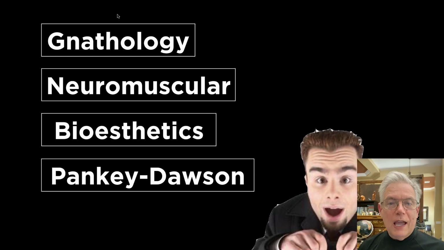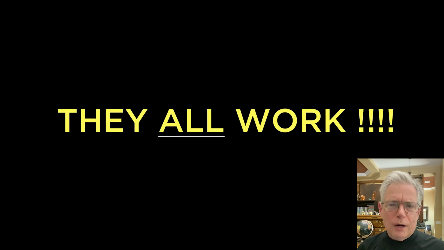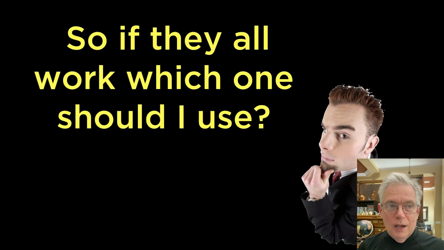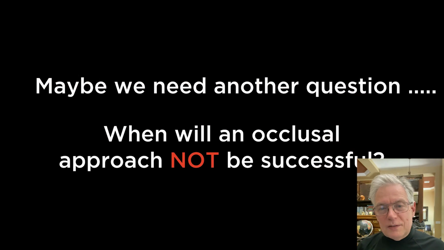And the four things that I had to hang my hat on around occlusion were these four: ethology, neuromuscular, bioaesthetics, and then Pankey-Dawson. Okay? And all of those concepts were successful, which is interesting to me. They all work. Well, the problem with they all work, if I'm looking for black and white, is that I'm right back where I started. If they all work, which one should I use? So maybe we should ask another question.